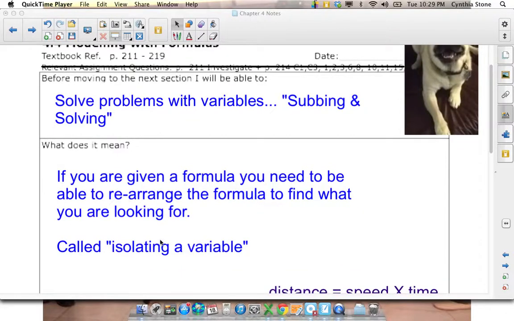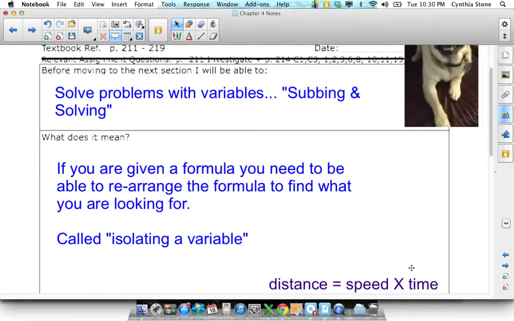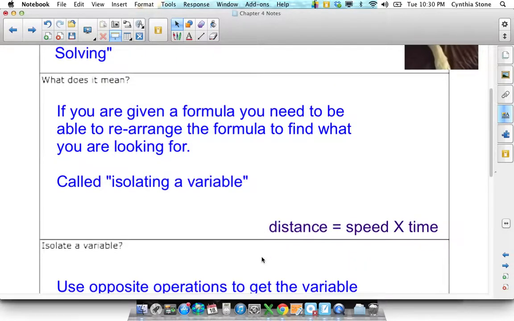I call that isolating a variable. You're getting what you're looking for by itself. So in this case, if I said this was an equation, distance equals speed times time, which is an equation you know instinctively. You know that if you drive at 100 kilometers per hour for 2 hours, your distance is 200 kilometers, right? You just multiply that. If I wanted to isolate speed, I would have to rearrange this equation. So we call it rearranging an equation, isolating a variable, a few different words, a bit of language that we use to meet that objective.